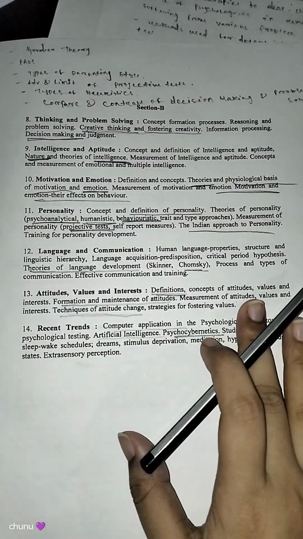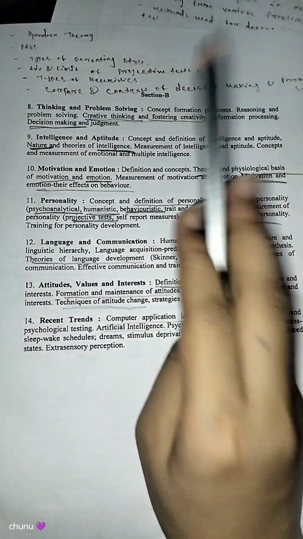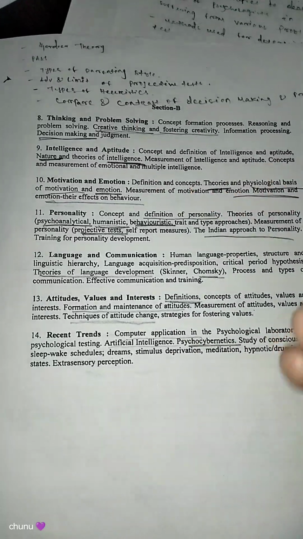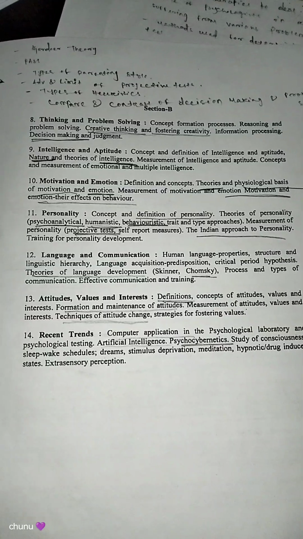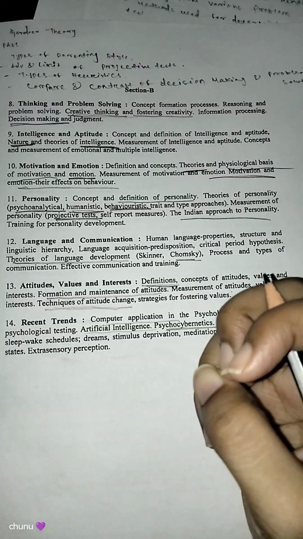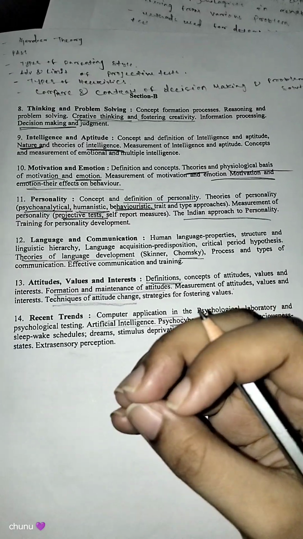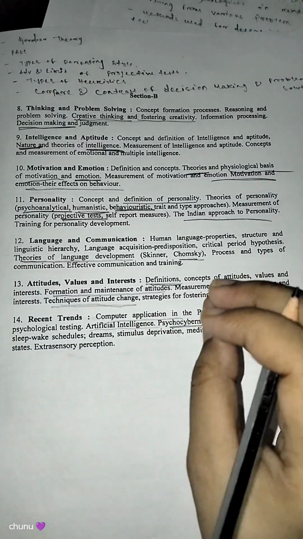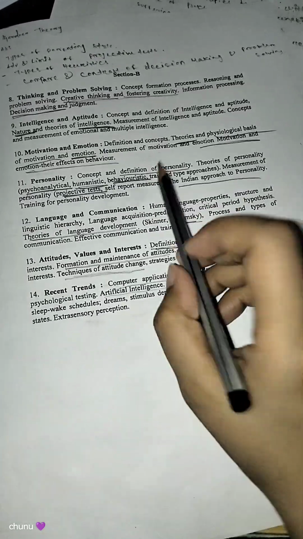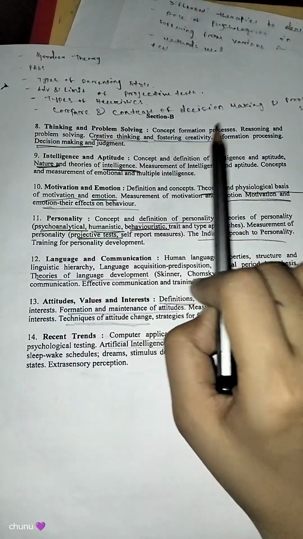So let's go to section B, thinking and problem solving. This part is very important, how we think and solve problems. Basically we see a lot of children grasp the question very smartly and tackle it so easily, but some children will face some problems. Then how we solve the children's problems, creative thinking, and fostering creativity.